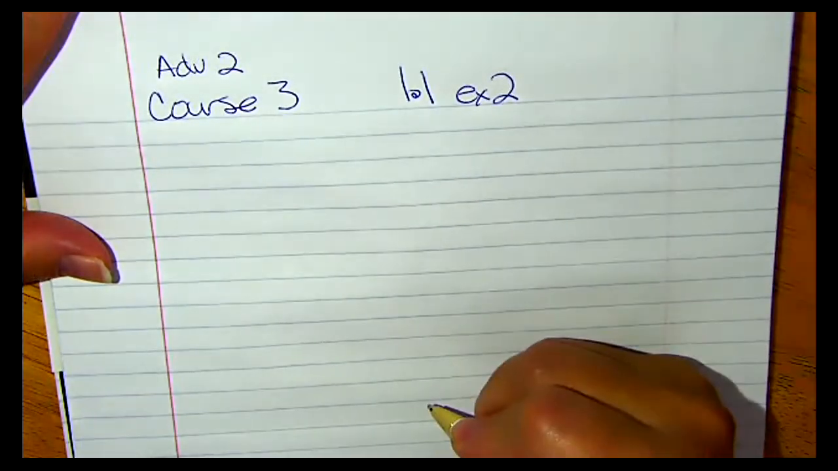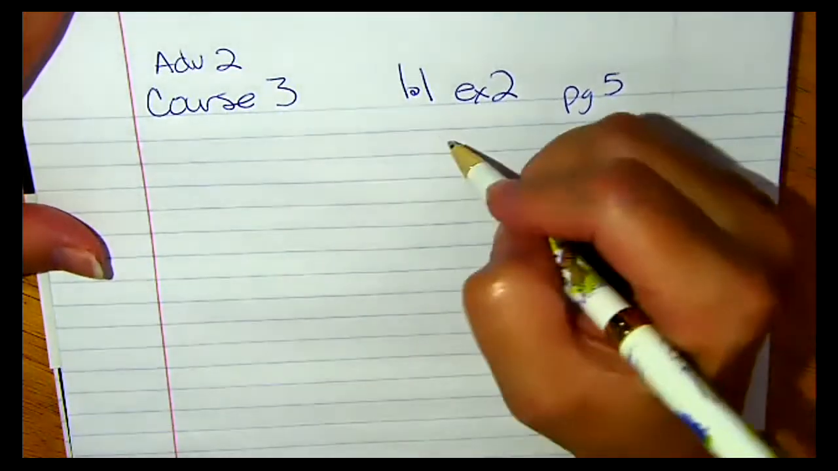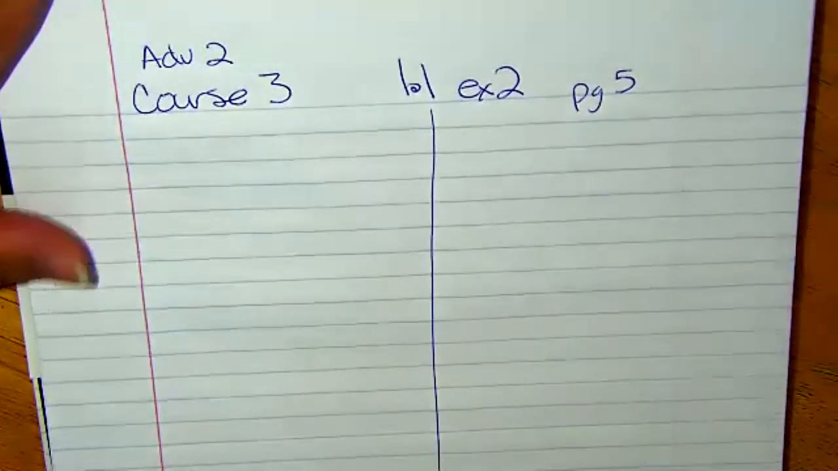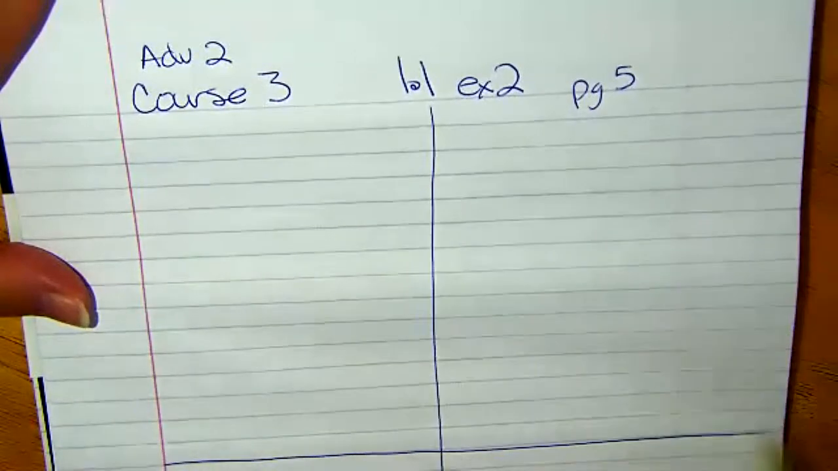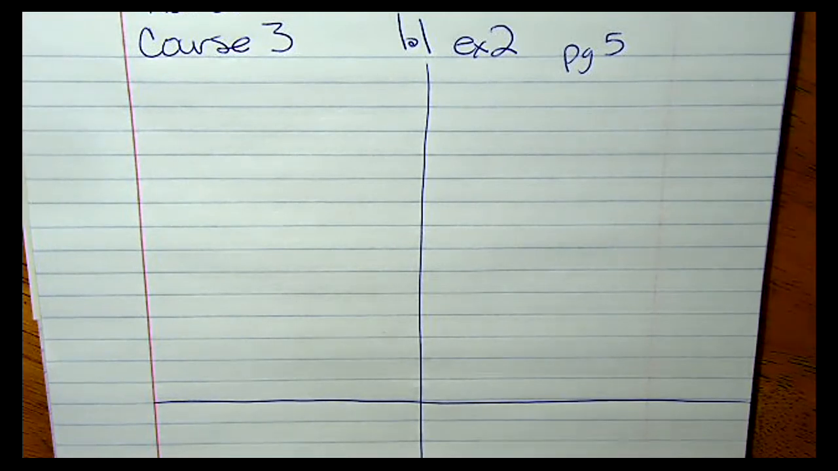Example 2, page 5. So let's get started. Yesterday, we were doing one-step equations with addition and subtraction. Today, we are doing one-step equations with multiplication and division. So let's start easy.